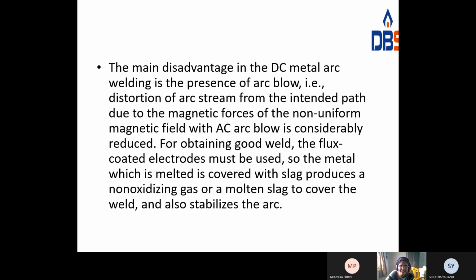Okay, so metal arc welding has one main disadvantage. The main disadvantage in DC metal arc welding is the presence of arc blow. The arc existing between the electrode and the metal will always blow. Arc blow is the distortion of the arc stream from its independent path due to magnetic forces of the non-uniform magnetic field. AC arc blow is considerably reduced.